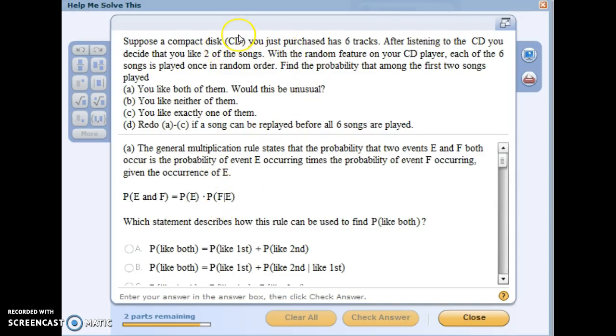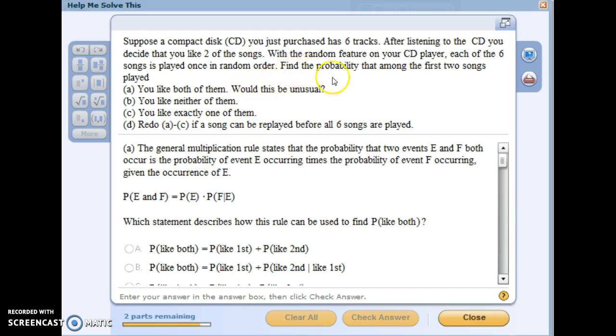In this problem, we have a CD with 6 tracks on it. We only like 2 of them. And we're going to find the probability of events when we listen to the first 2 songs in a random order. And for part A, it says, what's the probability that you like both of them?